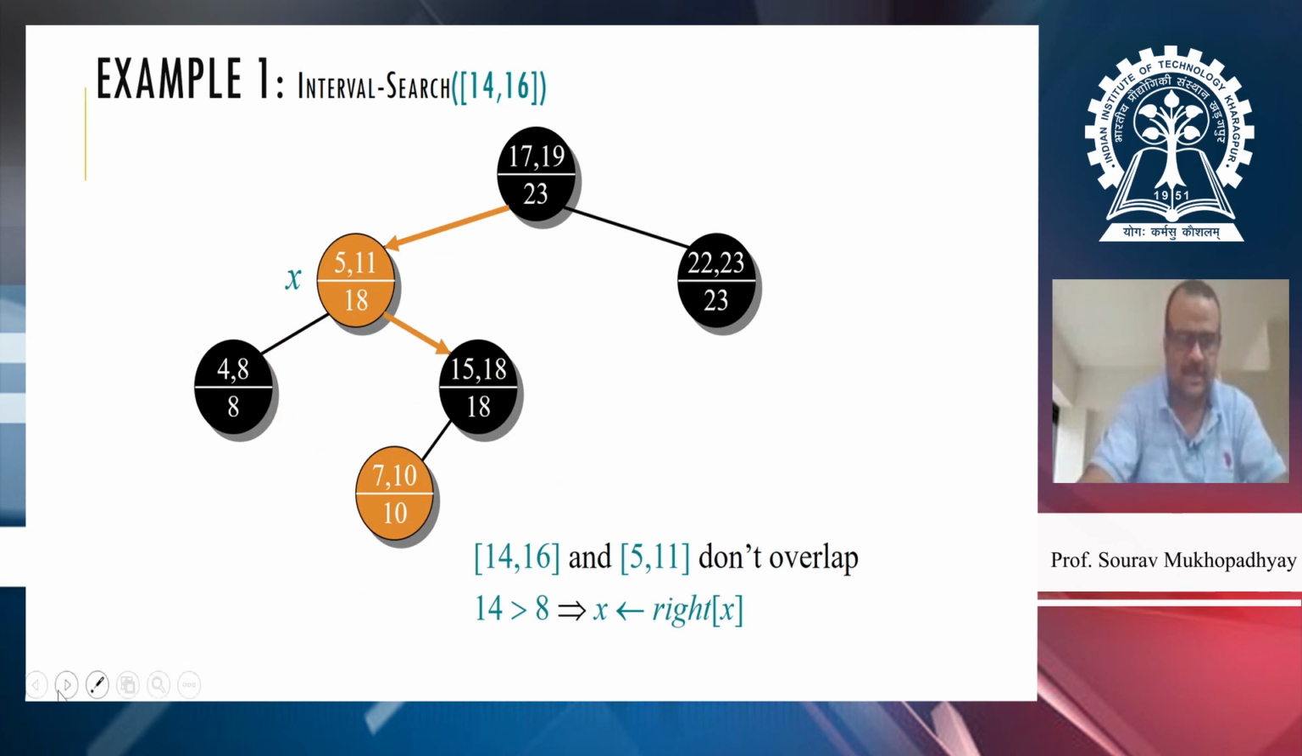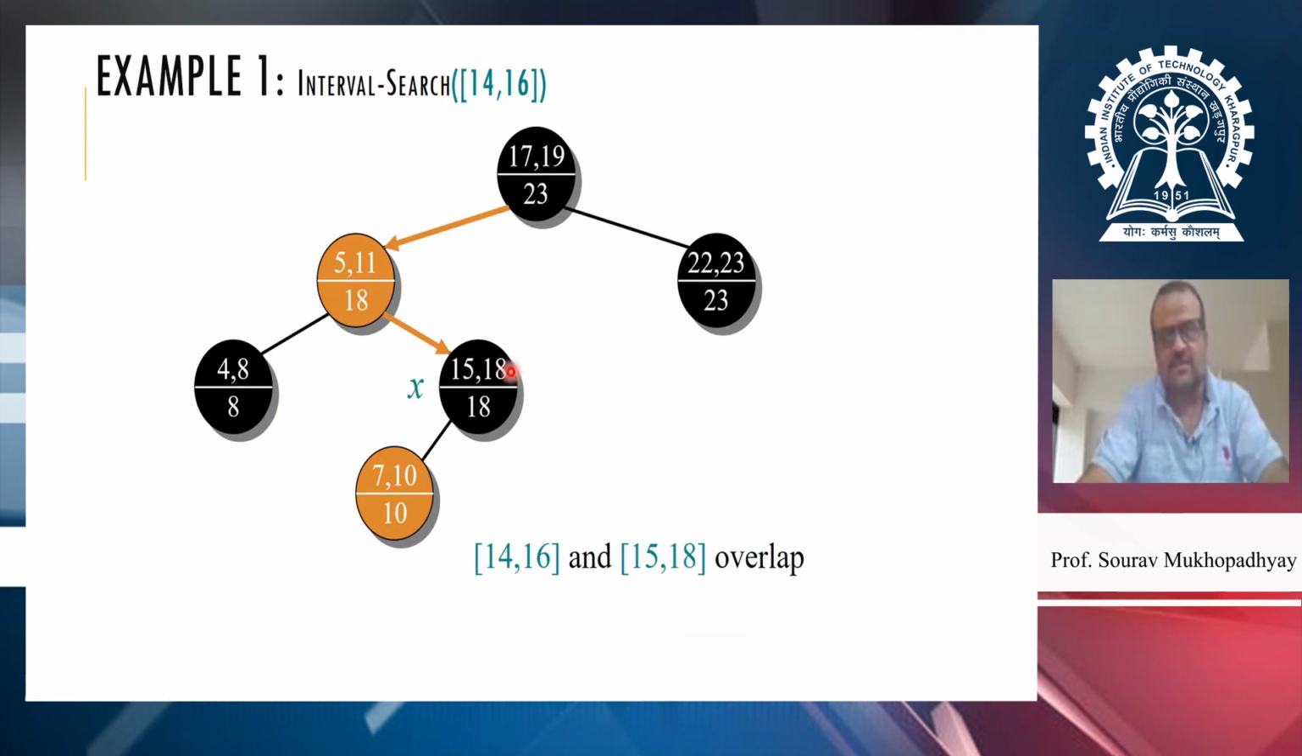This is our new x. So we check again whether this is overlapping with this. Yes, this is an overlap. So we return this interval, 15 and 18. So this is basically logarithmic time, log n time, the height of the tree.